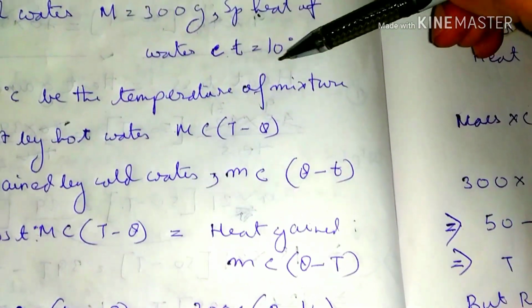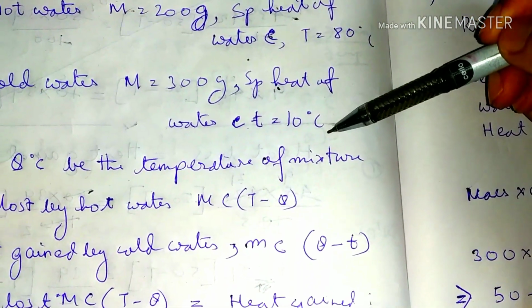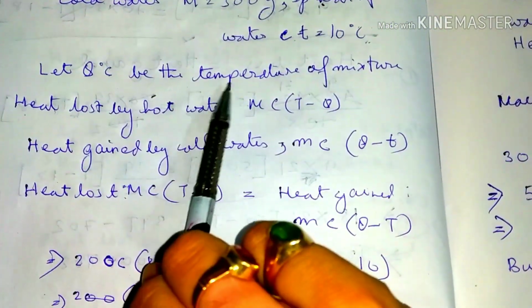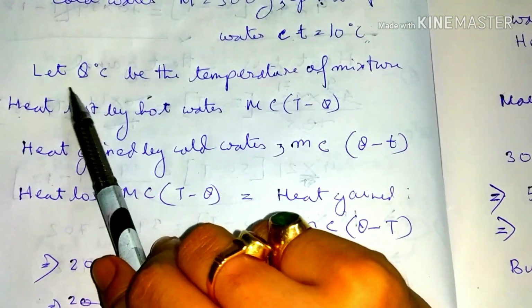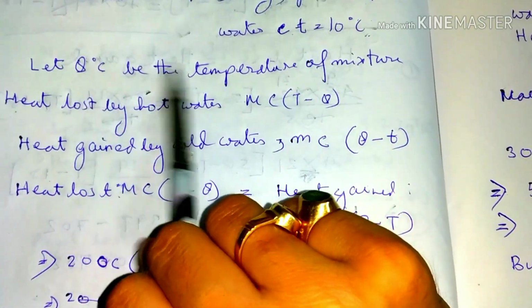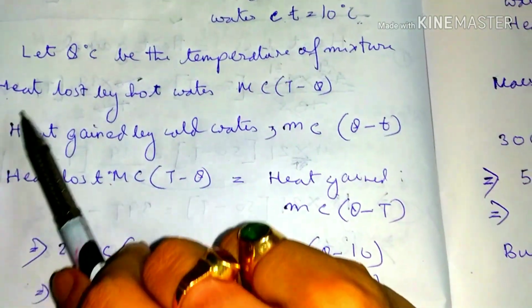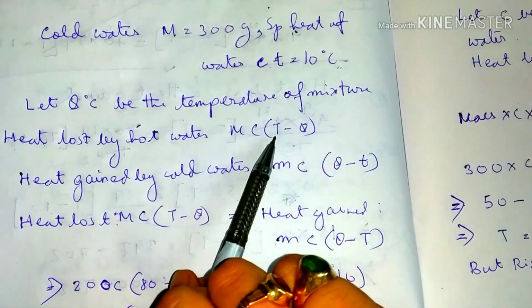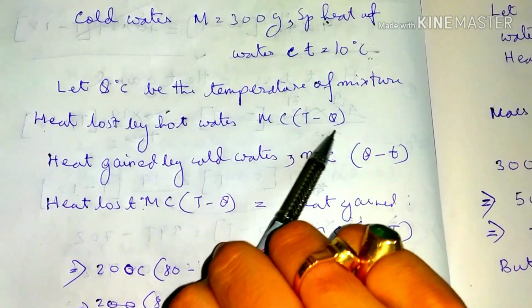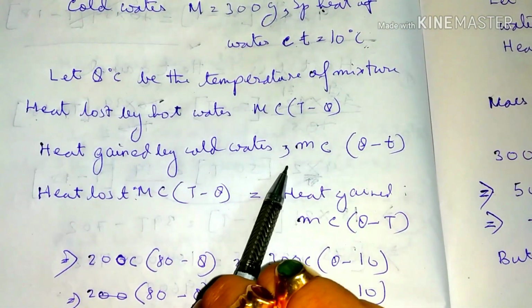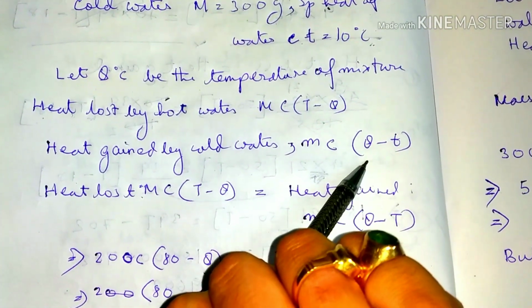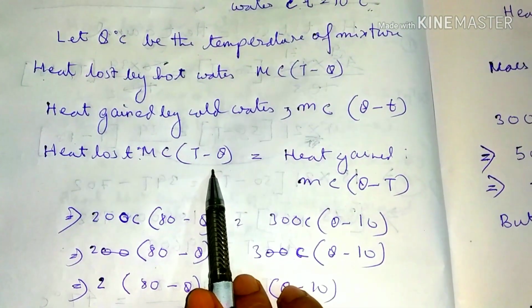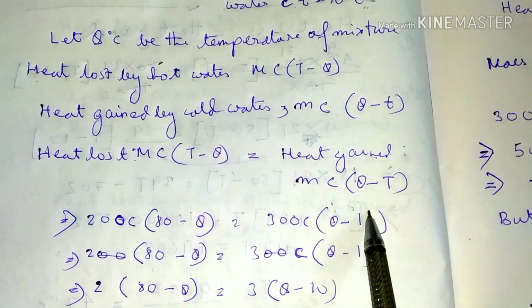Okay, let's continue. Small t is equal to 10 degrees Celsius. Let theta degrees Celsius be the temperature of the mixture. The theta is the temperature of the mixture, but not the difference. Then the heat lost by hot water is mc(t minus theta), and the heat gained by cold water is mc(theta minus t). Next, heat lost, mc(t minus theta), equals heat gained, that is mc(theta minus t).